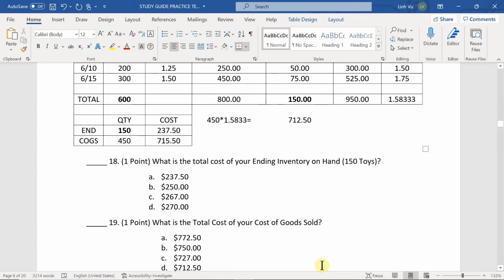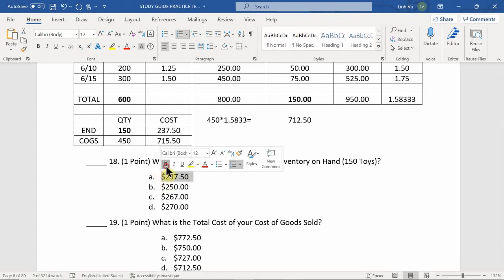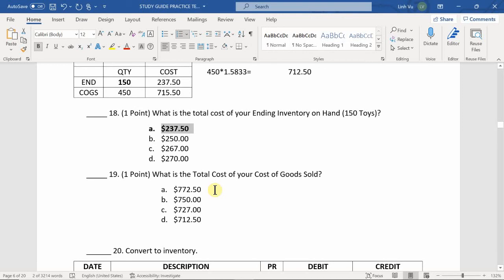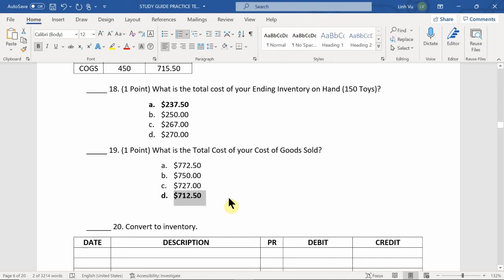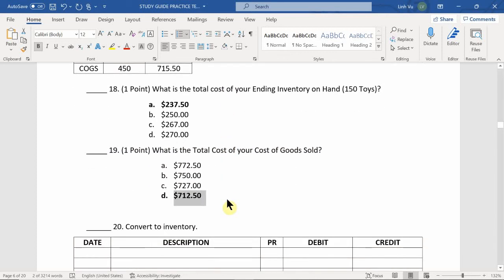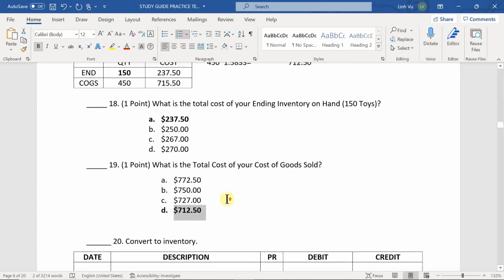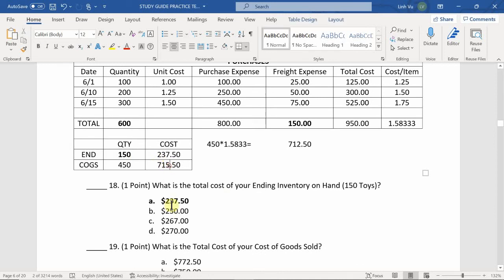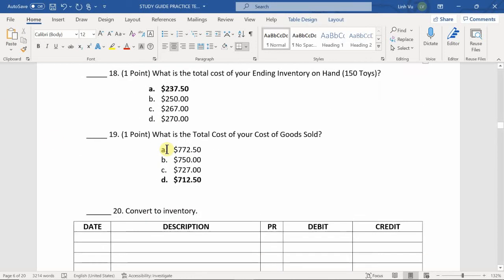What is your total ending inventory? 237.5, number A. Okay, good. And what is the total cost of goods sold? 712.50 is D. Yes, the cost of goods sold on the bottom. Oh, yes, sorry. Thank you. Okay, all right.